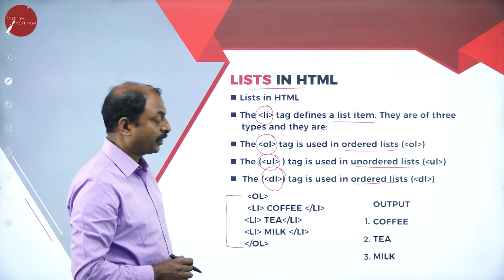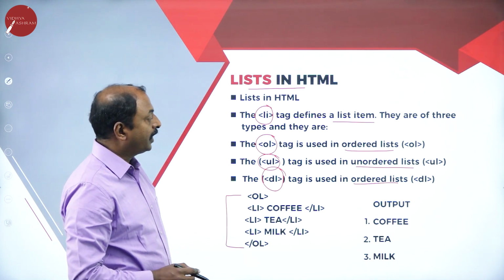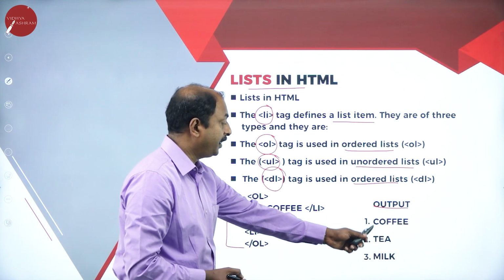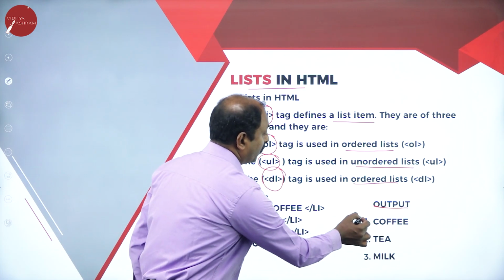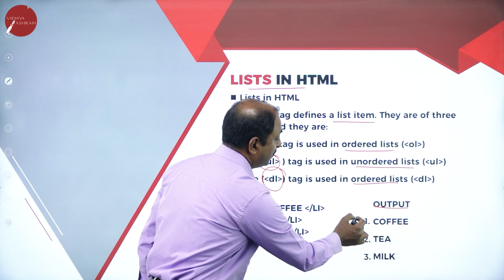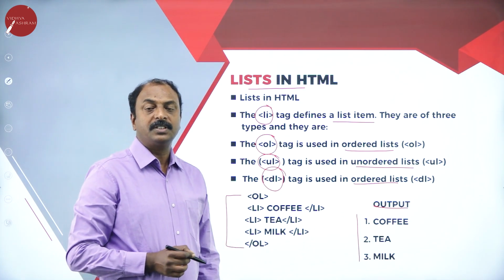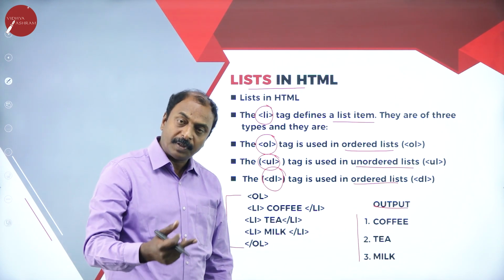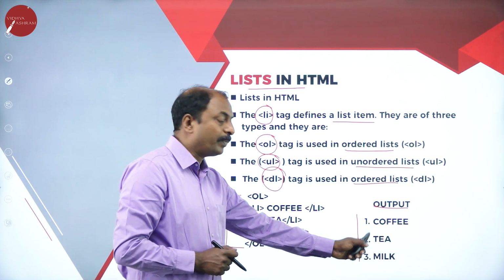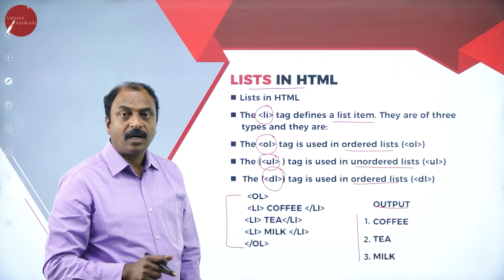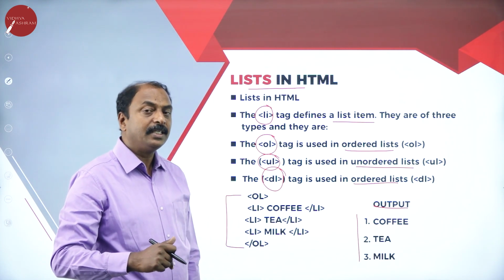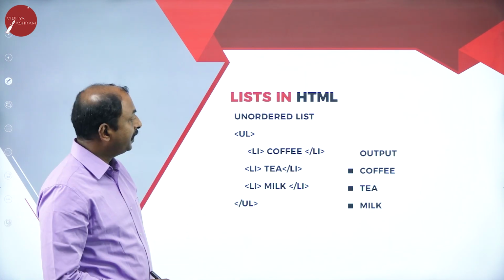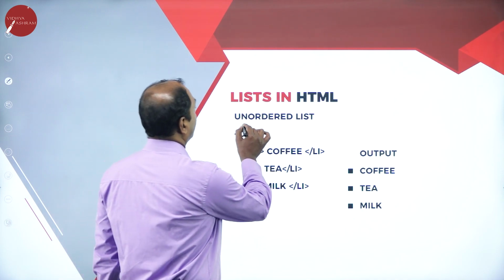When you run the program and open it in a web browser, the output would be like this. We have coffee, tea, and milk with serial numbers 1, 2, 3. So this is called an ordered list. This is the ordered list with numbers 1, 2, 3, and it is also possible to have a list with Roman numerals or alphabets A, B, C, and so on. So this is an example of an ordered list.